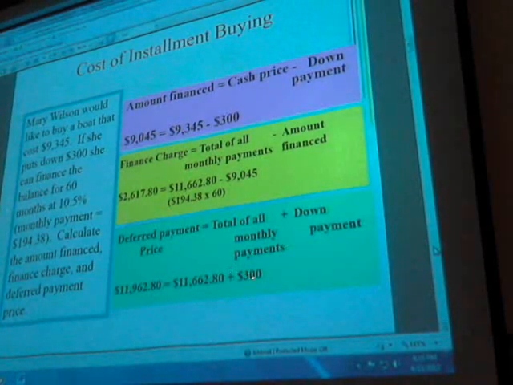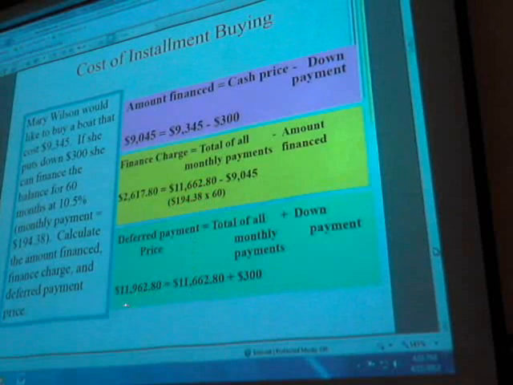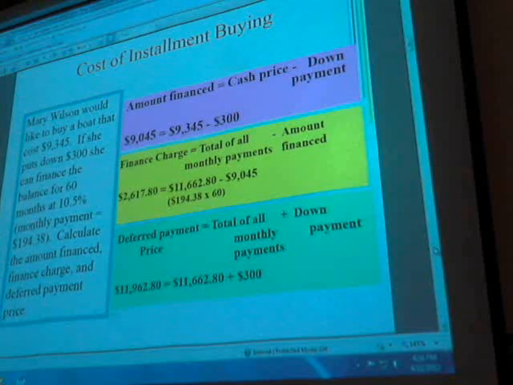The last part is the simplest. You take the total of all payments and you add back in the down payment. Total of all payments, which we calculated right here, and you add back to it the down payment. There is the true cost, the total cost of that boat. $11,962.80. So, any questions on that example?